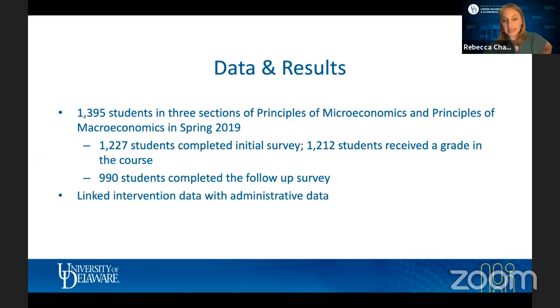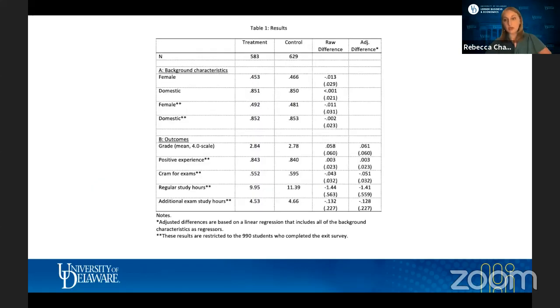As I mentioned, we linked the intervention data with administrative data from Michigan State University, and we specifically looked at background characteristics as well as their grade in the course. So what you see here are some of our results. Panel A up here in this table examines whether background characteristics were different between the 2 groups. You'll see here that there are no statistically significant differences here.